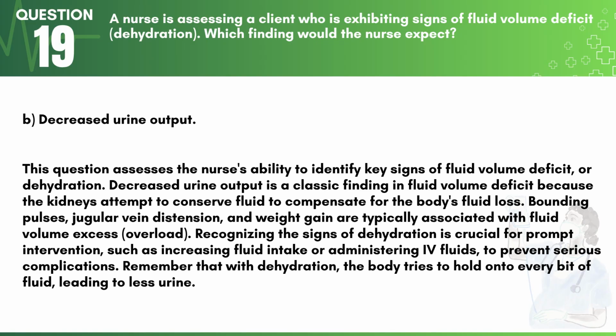Answer, B. Decreased urine output. This question assesses the nurse's ability to identify key signs of fluid volume deficit, or dehydration. Decreased urine output is a classic finding in fluid volume deficit because the kidneys attempt to conserve fluid to compensate for the body's fluid loss. Bounding pulses, jugular vein distension, and weight gain are typically associated with fluid volume excess, overload.